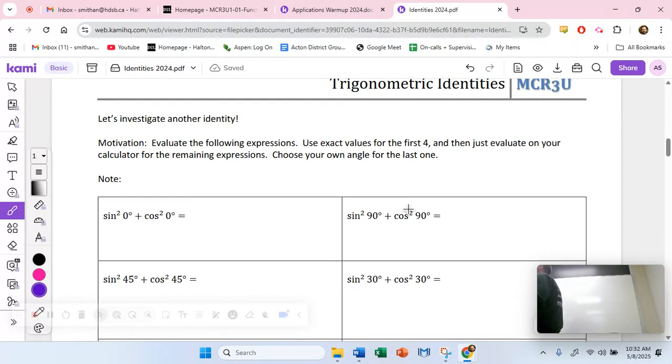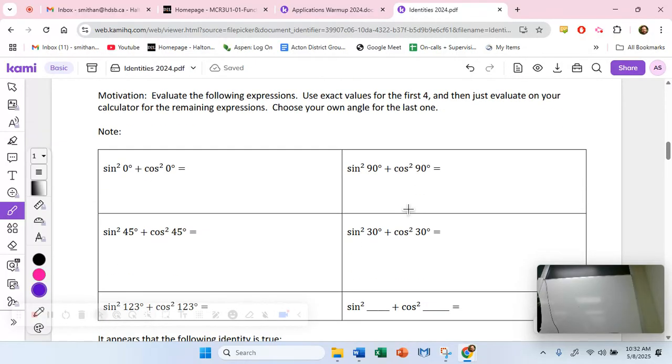We're going to investigate another identity. So now I've actually scaled this down, so we can use exact values for the first 4. For the remaining ones, I think there's just 2 more. Now, let's dive in here. This is some new notation for you guys. Up to this point in your math careers, you have not seen the sine squared of an angle. Let me tell you what that means right now. All that means is, I'm going to rewrite it this way.